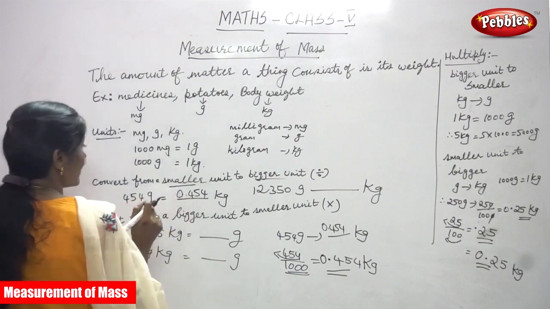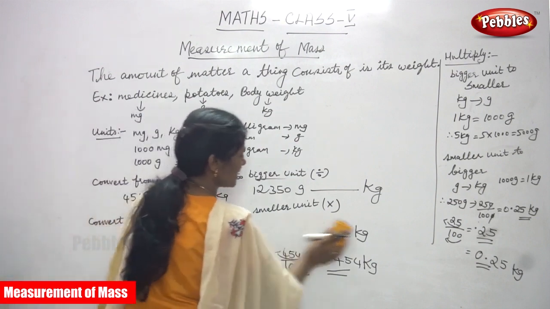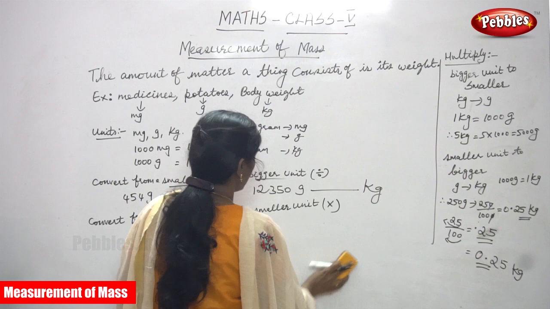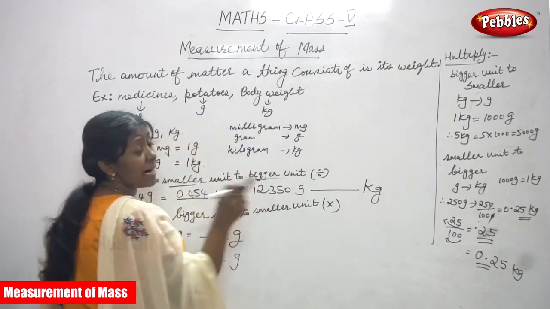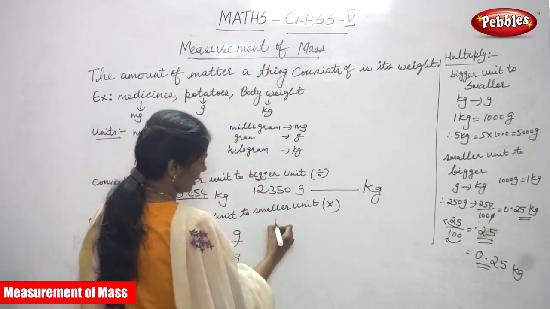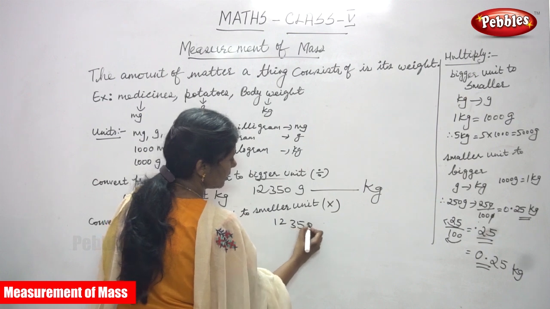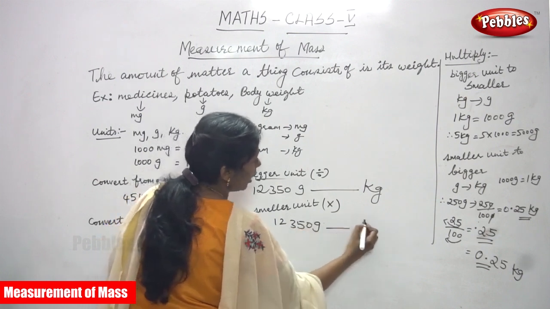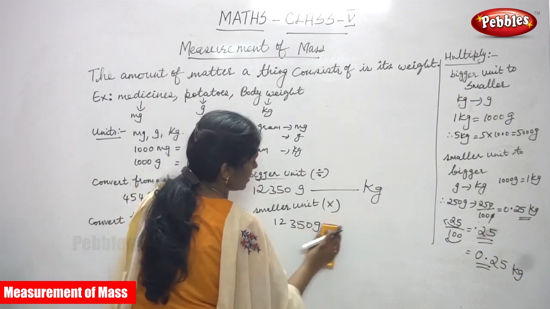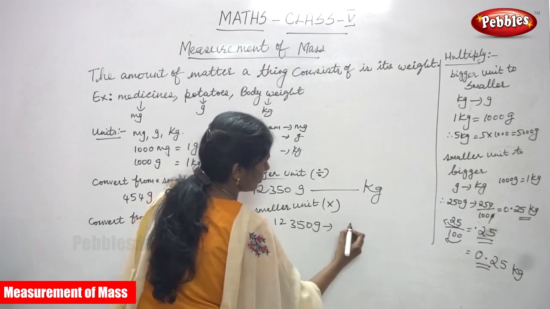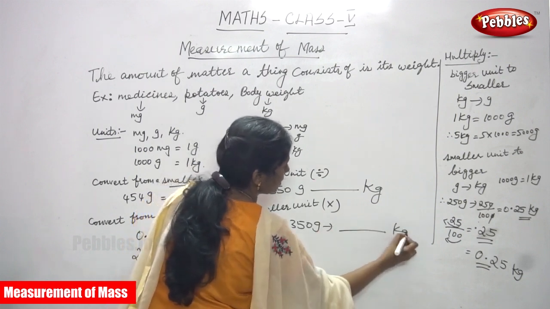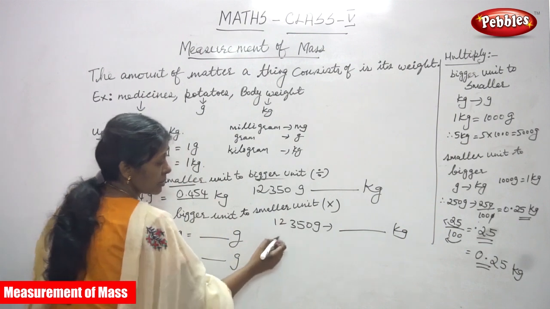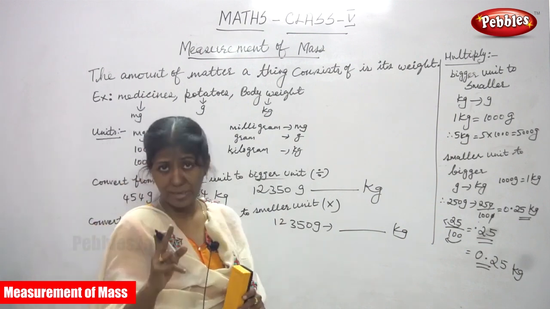Now next we are going to do the next sum. See, 12,350 gram. 12,350 gram converted into how many kilogram? This is the question, right? See, what are you going to do? So I told you 1000 gram is equal to 1 kilogram.